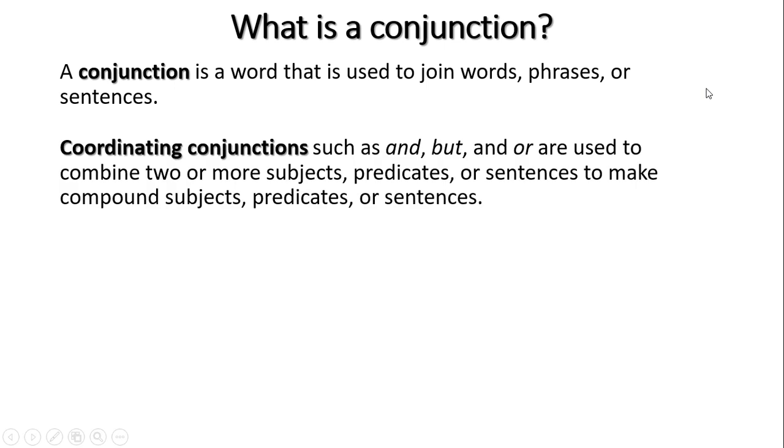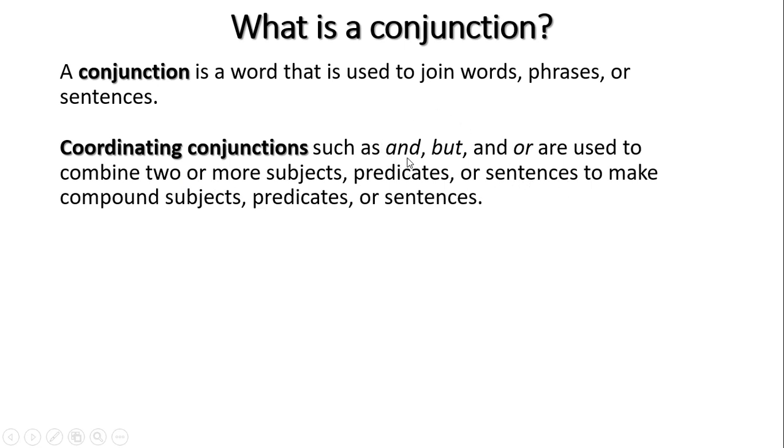The first conjunction is probably one that you have dealt with for a while. These are called coordinating conjunctions. A coordinating conjunction would be the conjunctions that you're probably used to using the most, which would be the words and, but, or or, when you're trying to combine either two or more subjects together. You could be trying to combine two or more predicates, which are verbs, or you might be trying to combine sentences together as well.